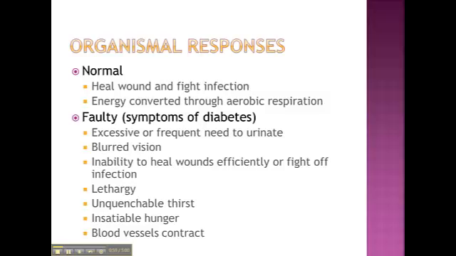Lethargy, which occurs because there is no glucose being used in aerobic respiration, unquenchable thirst, insatiable hunger, and blood vessels contract because glucose clogs the blood vessels, which leads to heart problems and the amputation of limbs.